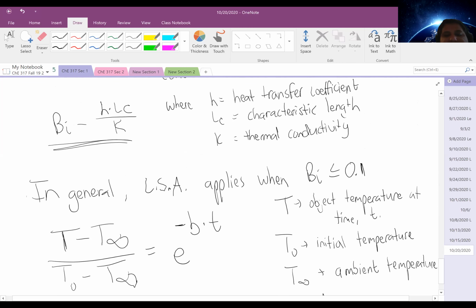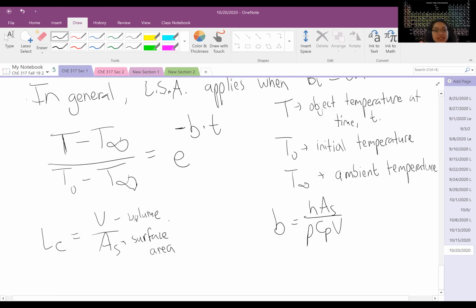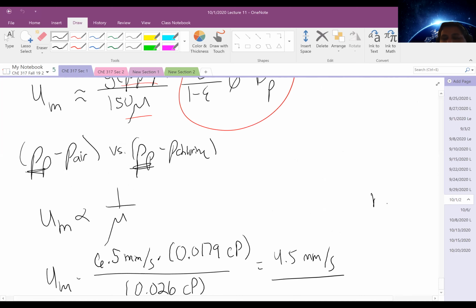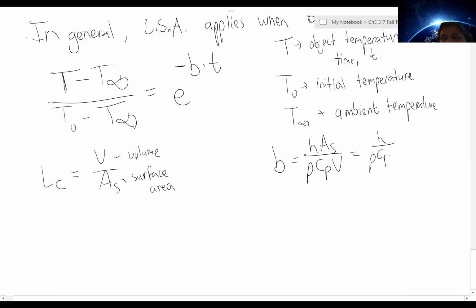Oh, and I realize I never told you what L sub c is. The characteristic length for an object can be determined as V over A sub s, where V is our volume and A sub s is the surface area. Dr. Lopez, does that apply to any shape? Yes. So I can rewrite this as h over rho Cp L sub c.